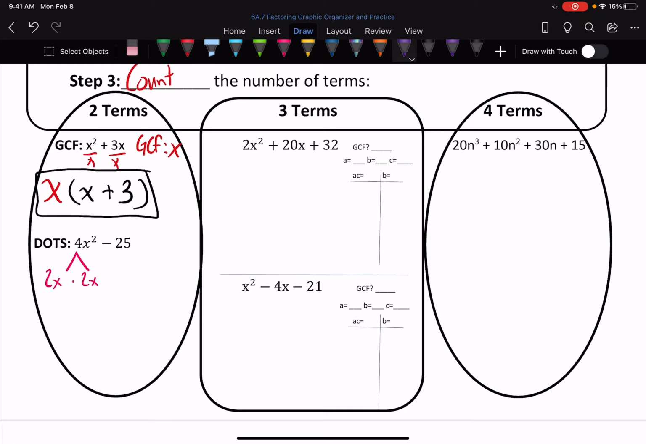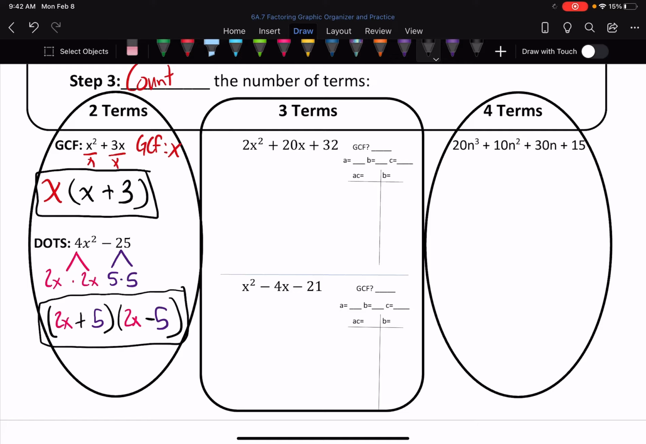Then I look at 25. 25 is a perfect square. Its factors are 5 times 5. When you have a difference of two squares, your two factors will be set up as the addition of your terms and the subtraction of your terms. So in this case, I'm going to have 2x plus 5 and 2x minus 5 as my two factors. So we went from our standard form to our factored form using DOTS.